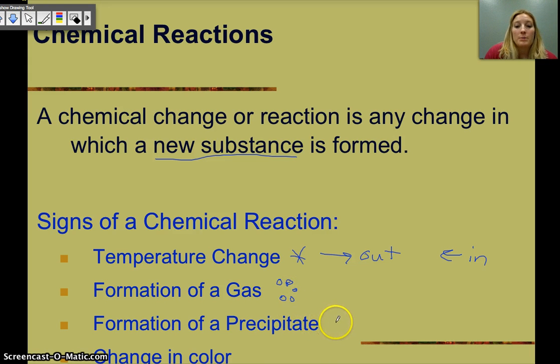And formation of a precipitate. Remember, this is when the solid comes out of a liquid. So usually you'll see it get kind of cloudy. A lot of precipitates are white, so it'll go from a clear liquid to looking white and cloudy. Sometimes it's colored. You might see red chunks or blue chunks. It just depends on what the reaction is. And this last one, a change in color. This one sometimes indicates a chemical change and sometimes it doesn't. So this one is usually kind of the last thing that we look at.